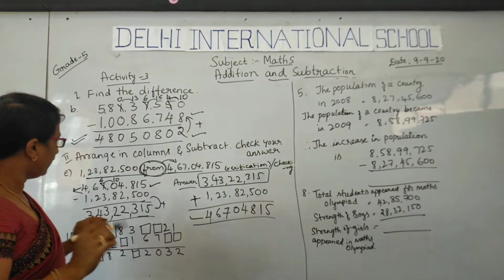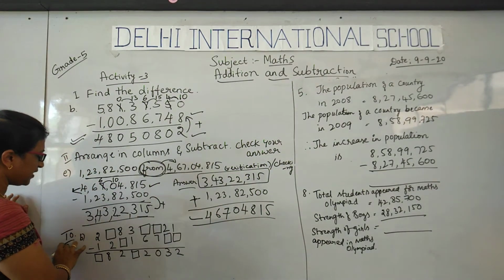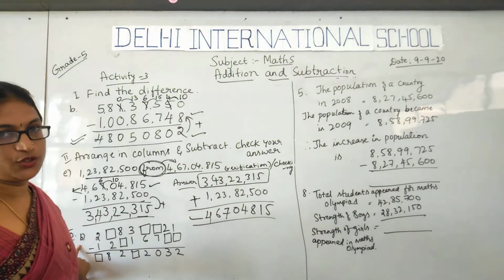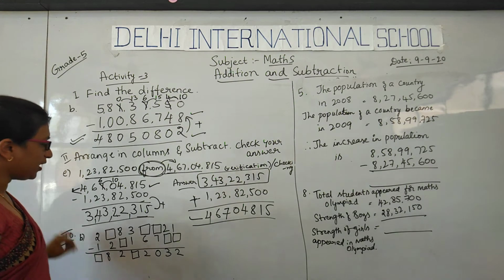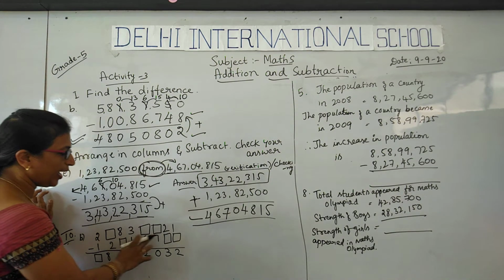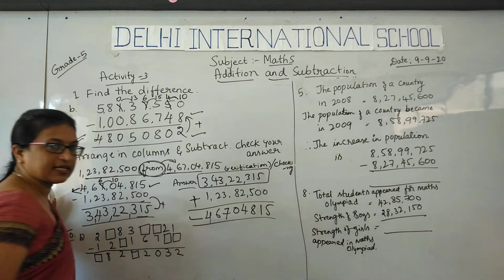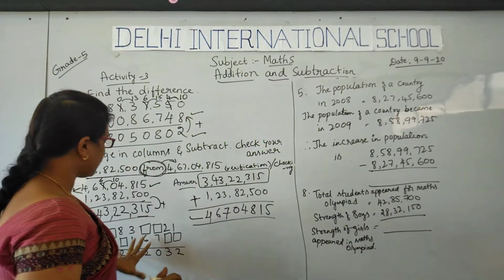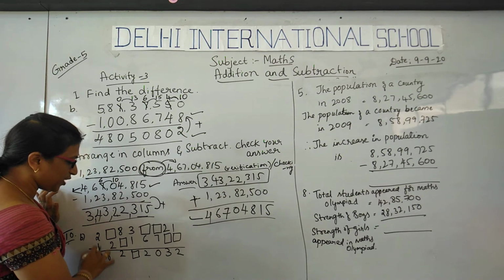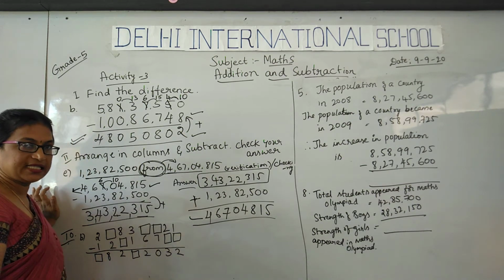Okay, then we will take the 10th one. In the 10th question, I have taken part B. They have said you have to fill these boxes. How is it possible to fill these boxes? This and this should be subtracted to get this number.